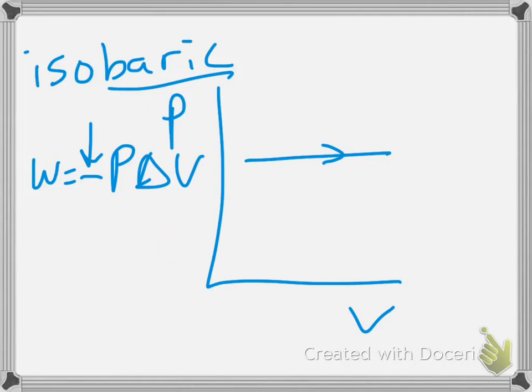Remember that negative. That negative has to be there, because if your volume increases, that means the gas is doing work. Okay, the gas is pushing the cylinder back out. If the gas is doing work, that is defined as being negative. That's negative work if it's being done by the system, positive work if it's being done on the system.